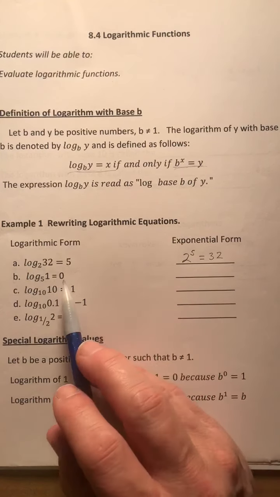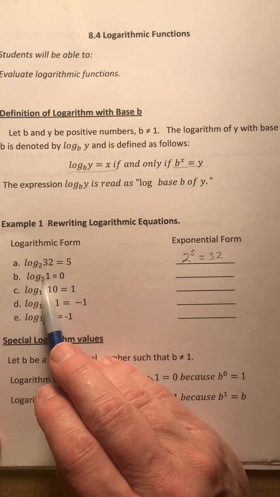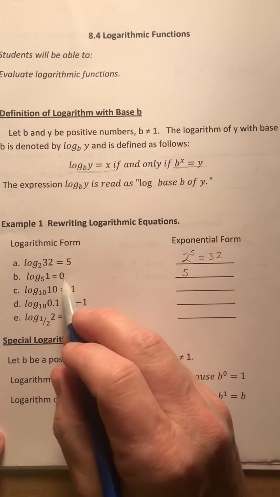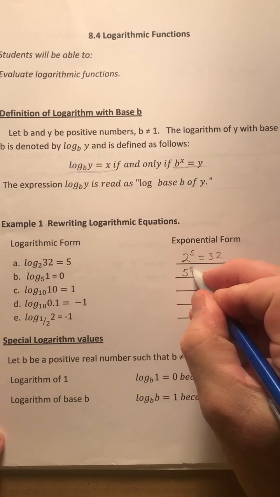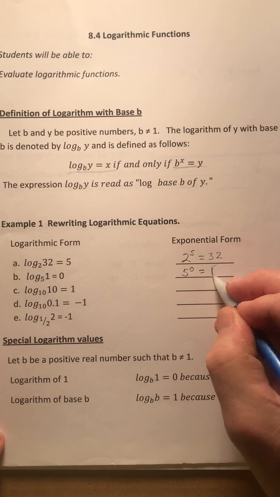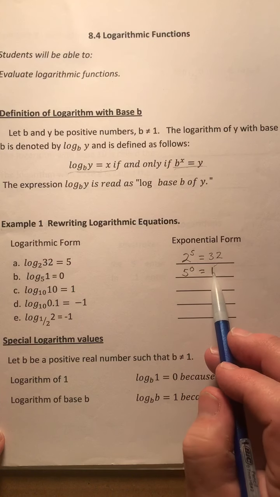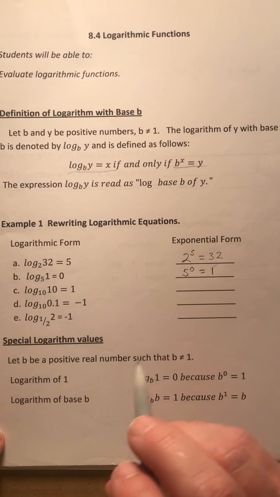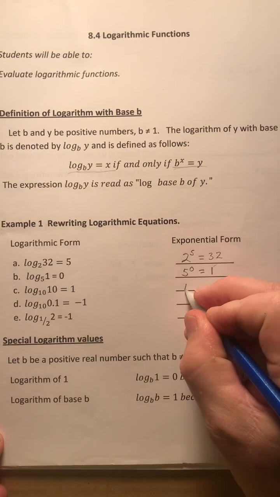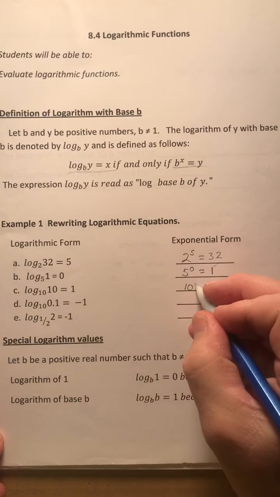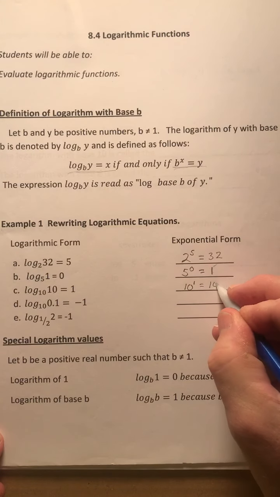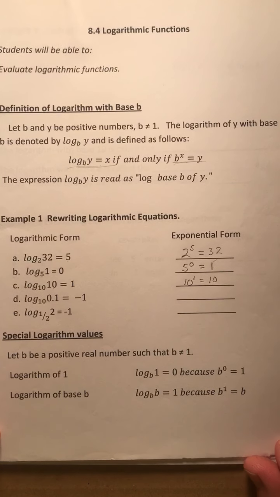The next one, rewrite this one. Again, our base is 5, our exponent is 0, and it's equal to 1. And we know that 5 to the 0 power is equal to 1 because anything to the 0 power is 1. The next one: our base is 10, our exponent is 1, and it's equal to 10. That one should make sense. 10 to the first power equals 10.